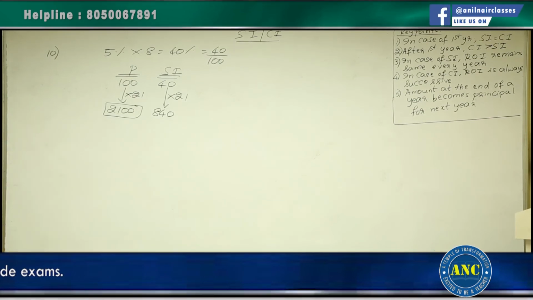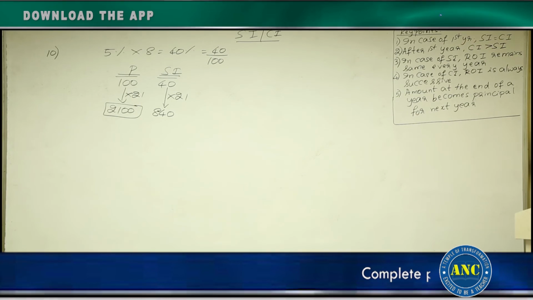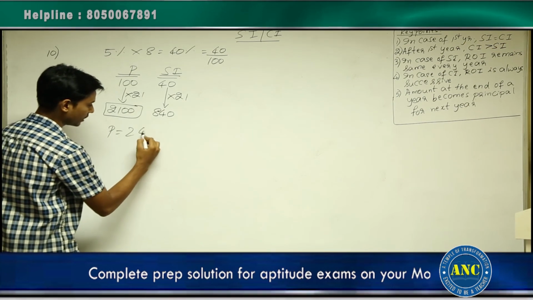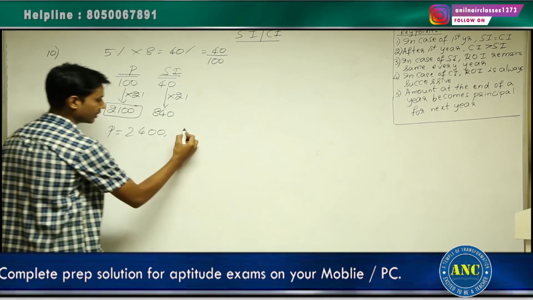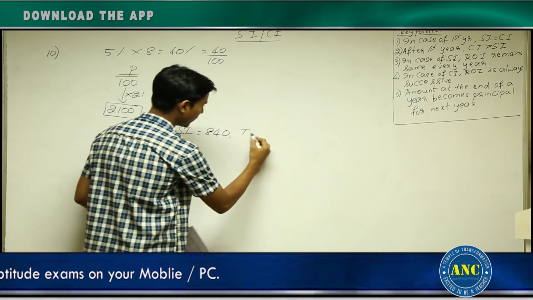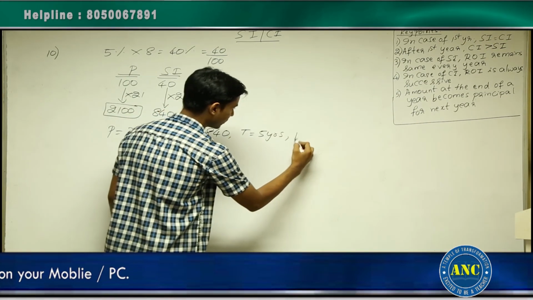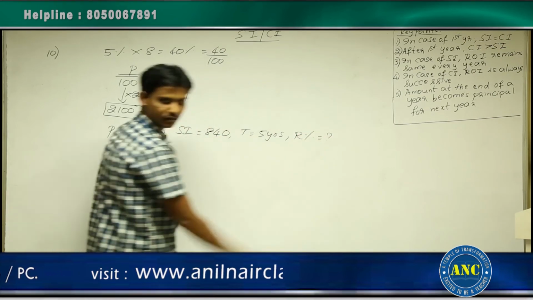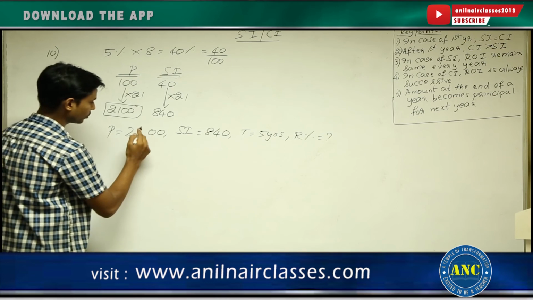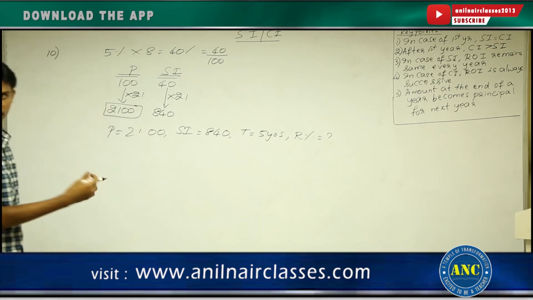Next, read the next part of the question. At what rate of interest can the same amount of interest be received on the same sum after 5 years? They are telling principal should be kept as 2100 itself. Interest should also be kept as 840 rupees. Time is given as 5 years. What is the rate of interest?